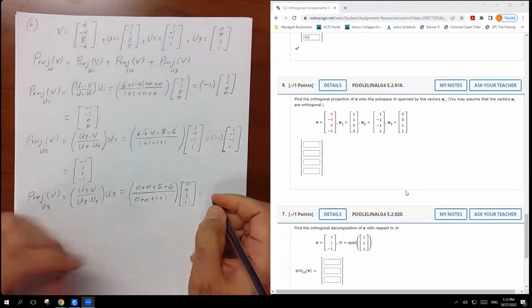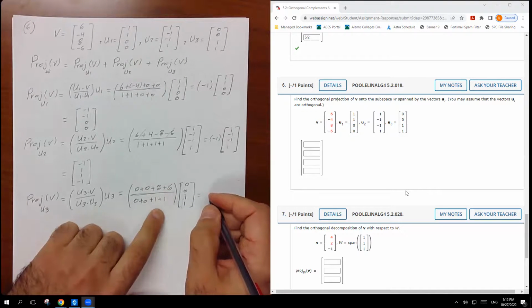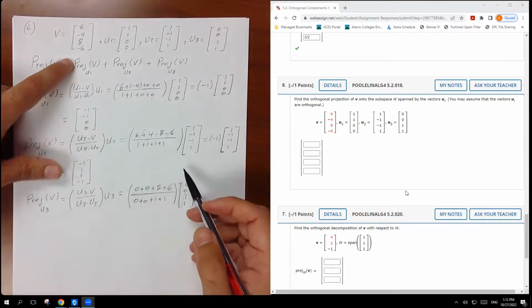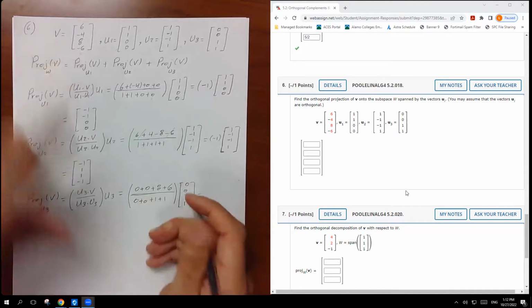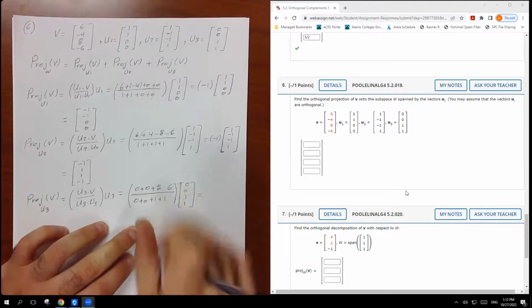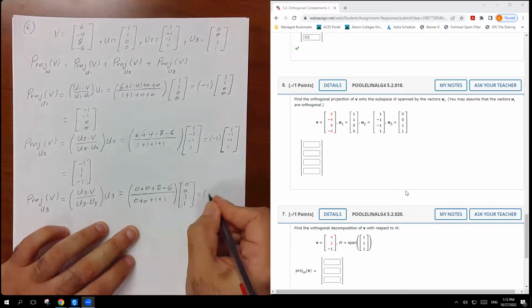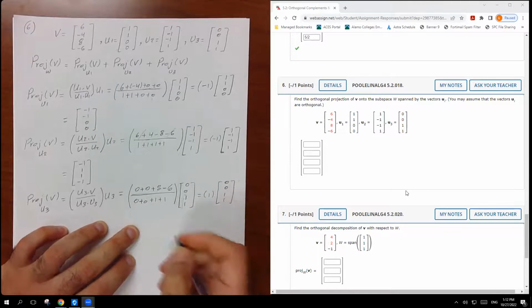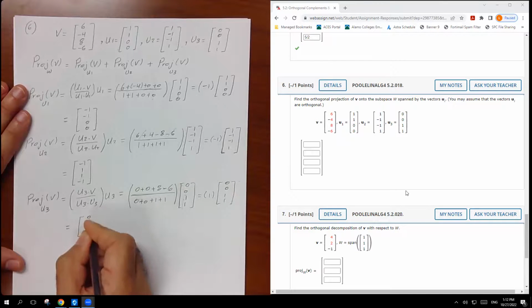And this one is going to be 14 divided by 2. -6 times 1 is going to be -6. So 8 minus 6 is going to be 2, divided by 2 is going to be 1, times this vector 0, 0, 1, 1. That means the result is going to be 0, 0, 1, 1.